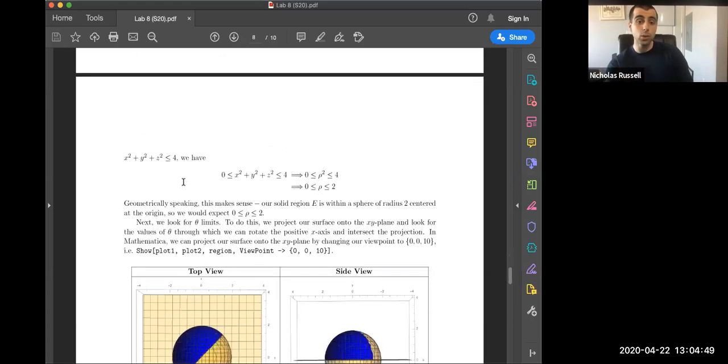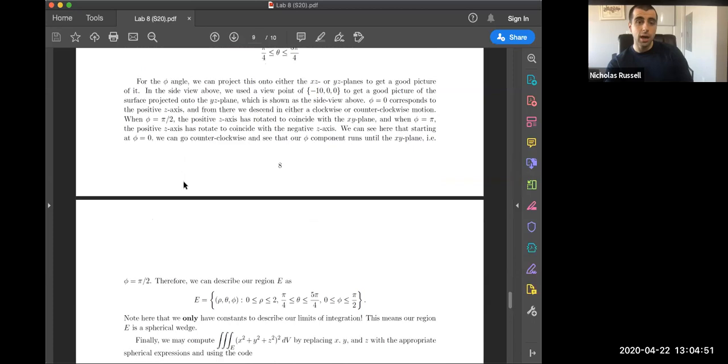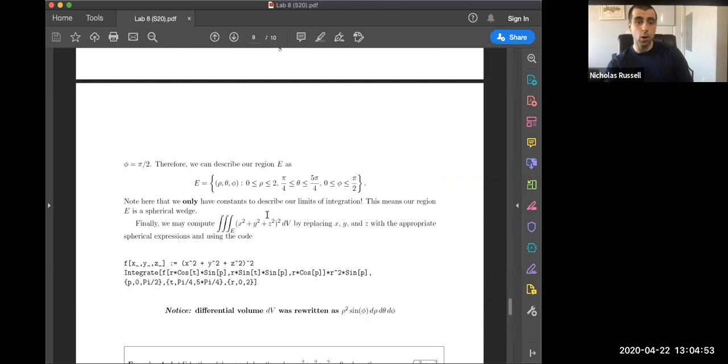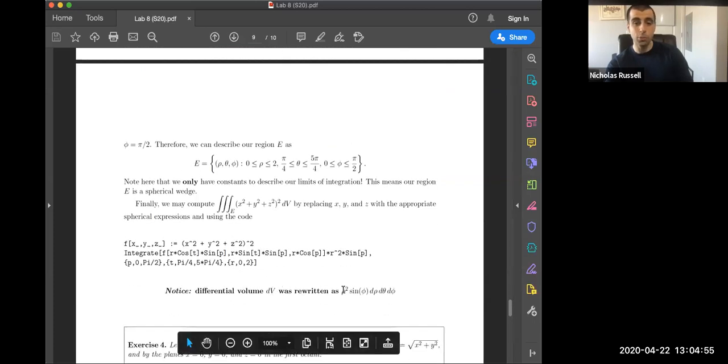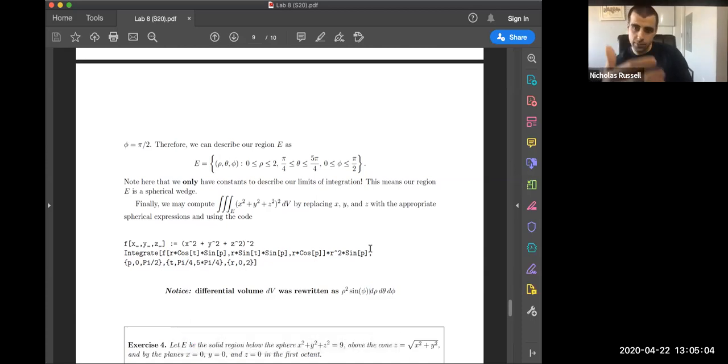And the big thing too, when I do change it, is to think about also that the differential volume here is actually rho squared times sine of phi. So when I transfer over to spherical coordinates, I need to go rho squared times sine of phi.